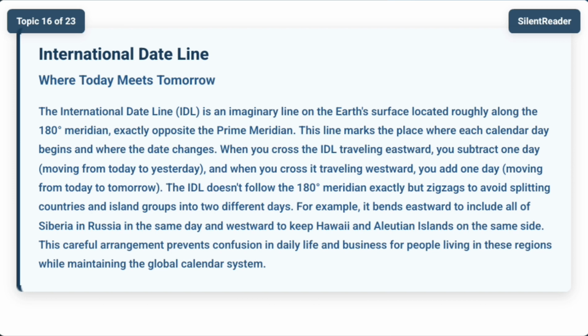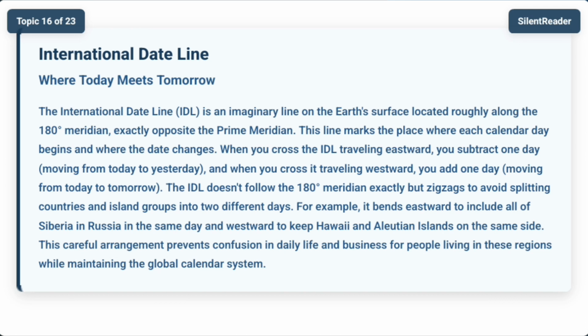International Dateline. The International Dateline (IDL) is an imaginary line on the Earth's surface located roughly along the 180 degrees meridian, exactly opposite the prime meridian. This line marks the place where each calendar day begins and where the date changes. When you cross the IDL traveling eastward, you subtract 1 day, moving from today to yesterday, and when you cross it traveling westward, you add 1 day, moving from today to tomorrow.